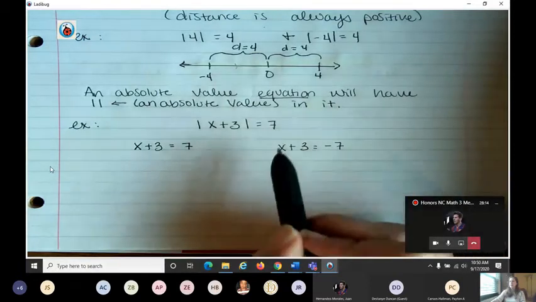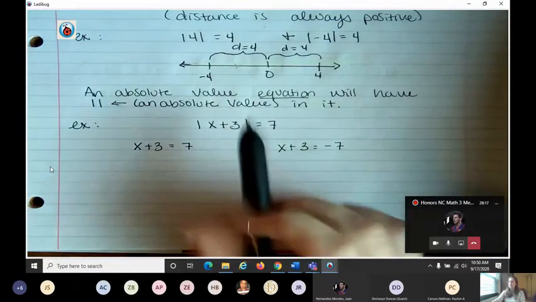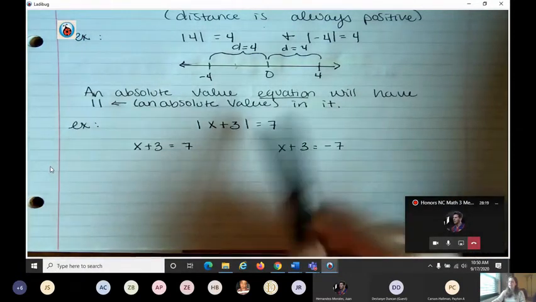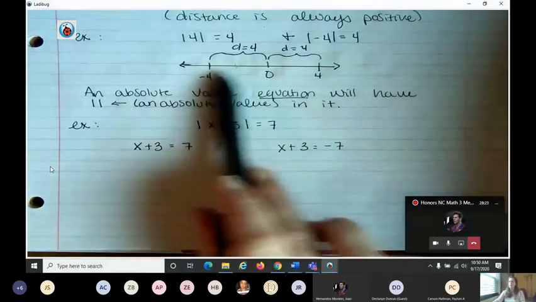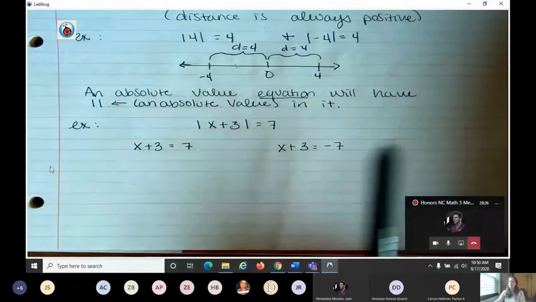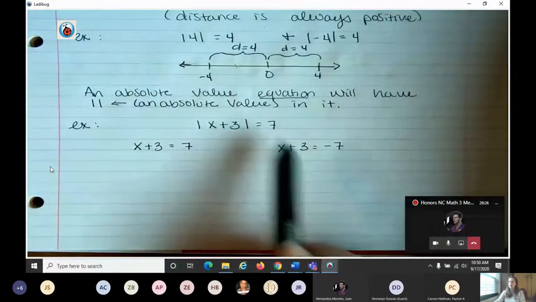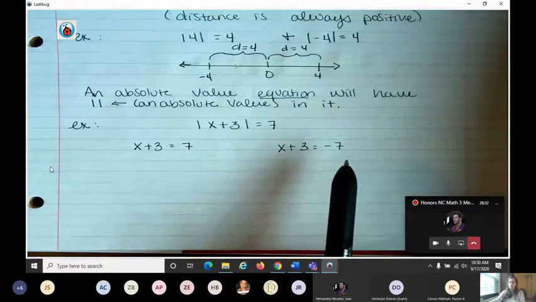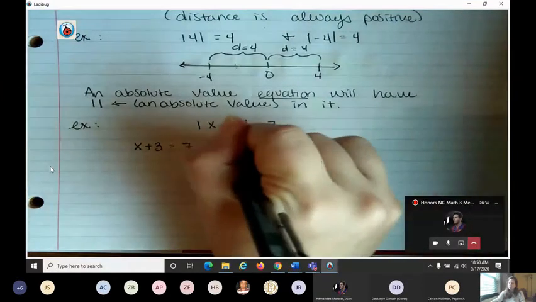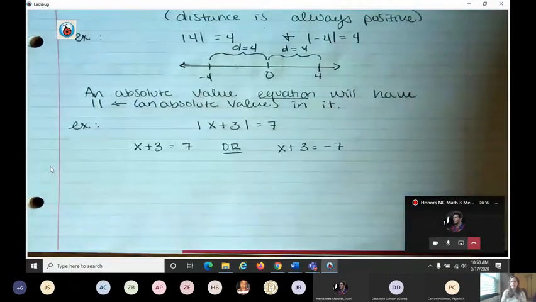And we're doing that, and we're saying that maybe this meant that our distance was positive 7, but it also could have meant that our distance was negative 7. So when we take the absolute value part away, we have to do both possibilities. So we could have the first one or the second one, and we have to solve both, okay?